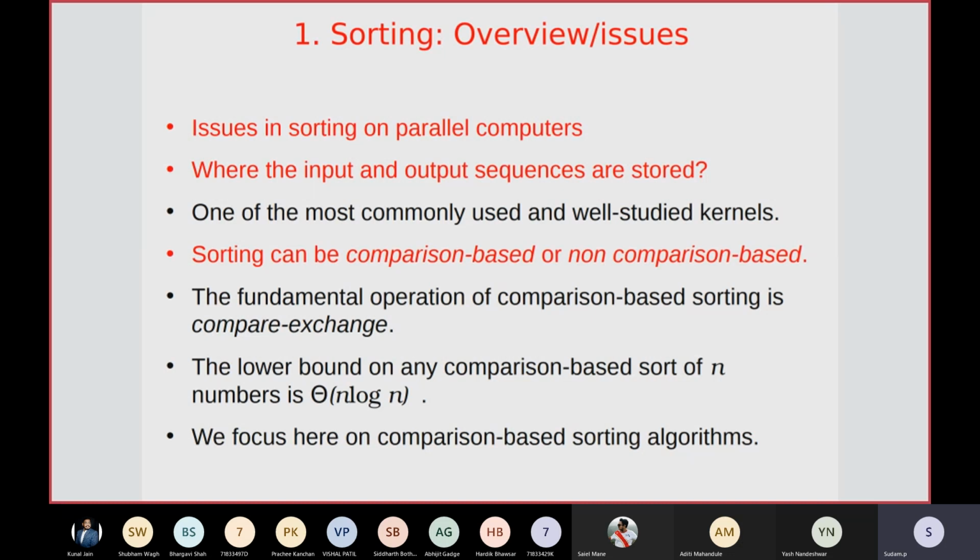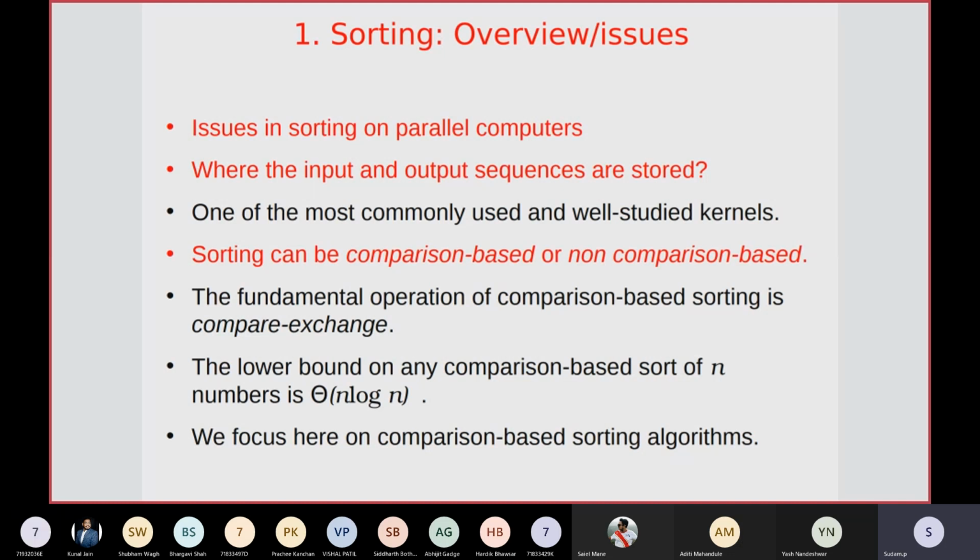So these are the sorting issues in parallel computers, regarding where the input and output sequences are stored. You should remember this. In parallel networks, the input and output sequences are stored in the local memories of the respective processors. If they want to compare numbers on one processor with another processor, they have to perform the compare and exchange operation.